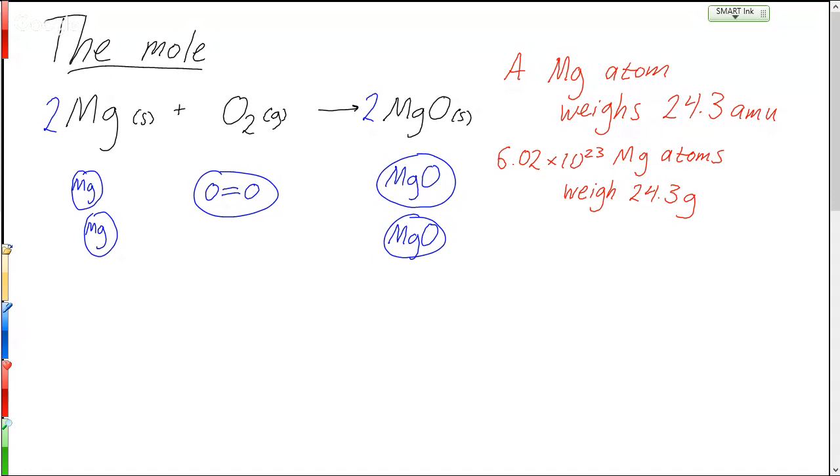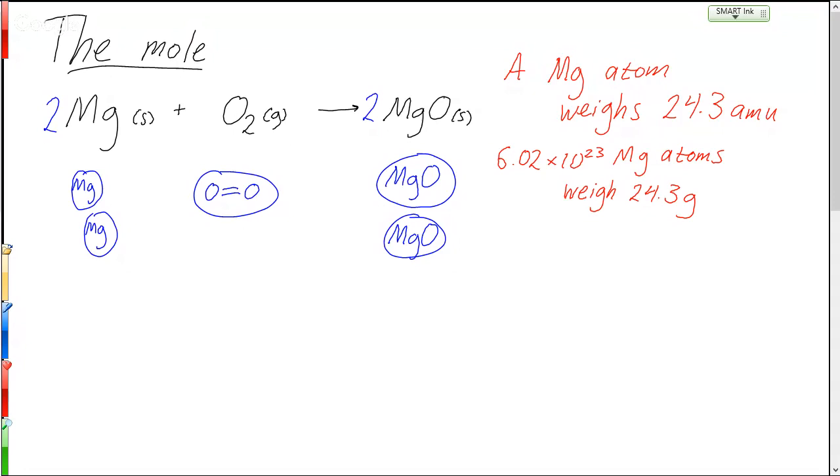So that number is ridiculously huge. That number is not really helpful. But by counting that many of them, we can get to a mass that is actually helpful, because you can weigh out 24.3 grams of aluminum. That's like a good handful or so of aluminum. Or magnesium, sorry, magnesium. So that's something that we can actually measure.